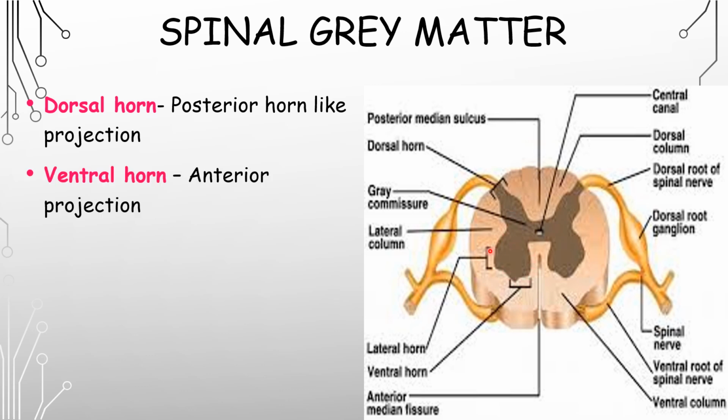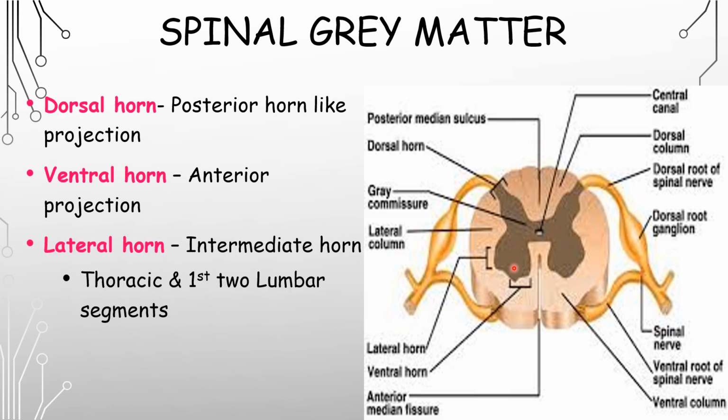This is the ventral horn. It is also called the anterior gray column. This refers to the anterior projection of the gray column. And then the lateral horn, also called the lateral column or the intermediate horn. This is a small lateral projection between the dorsal horn and the ventral horn.